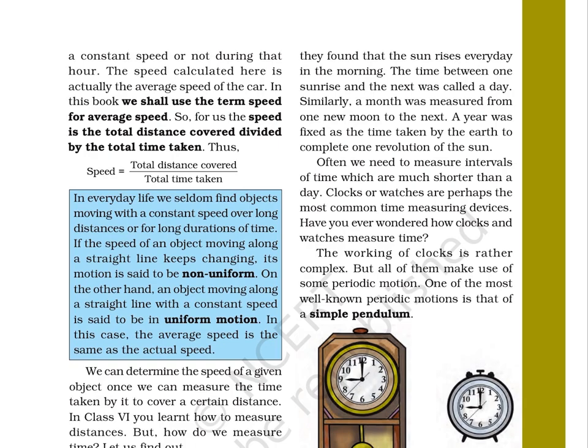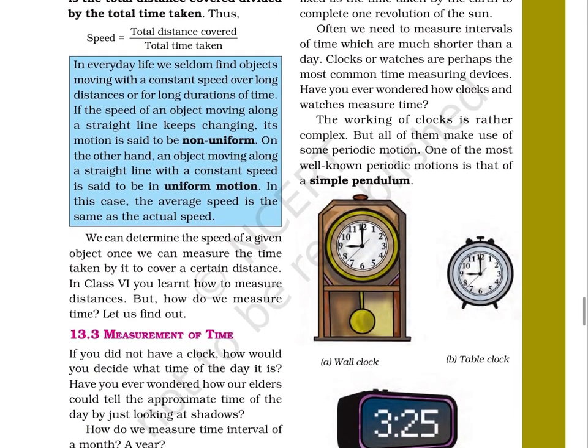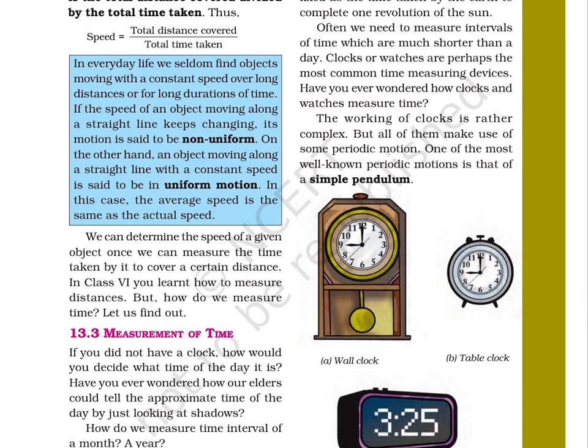Page 145. In everyday life, we seldom find objects moving with a constant speed over long distances or for long durations of time. If the speed of an object moving along a straight line keeps changing, its motion is said to be non-uniform. On the other hand, an object moving along a straight line with a constant speed is said to be in uniform motion. In this case, the average speed is the same as the actual speed.